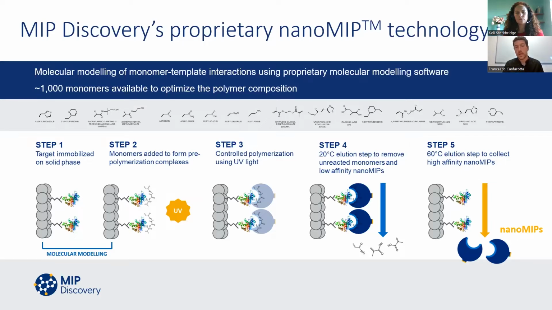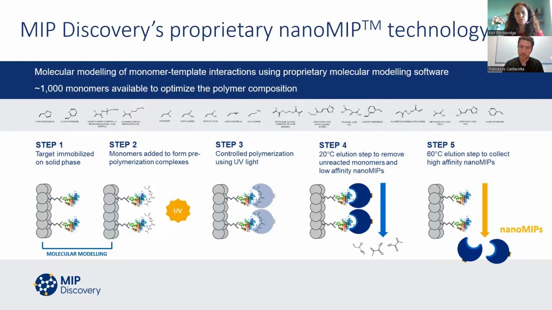So we proceed with a room temperature wash, and this washes away unreacted monomers, low affinity nanoMIPs, and polymers in general. Because of the high affinity between template and the nanoparticles, the portion of high affinity nanoparticles will still remain attached to the template. At that stage, we increase the temperature of the running solvent, and by doing so, we disrupt the stronger interactions between monomers incorporated into the nanoparticles and template itself, and therefore we can selectively collect high affinity nanoparticles.